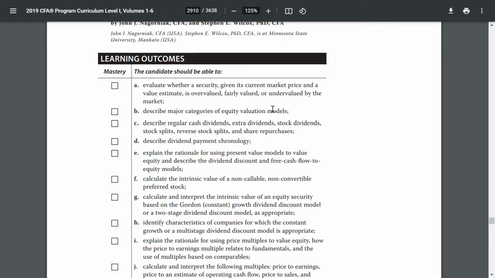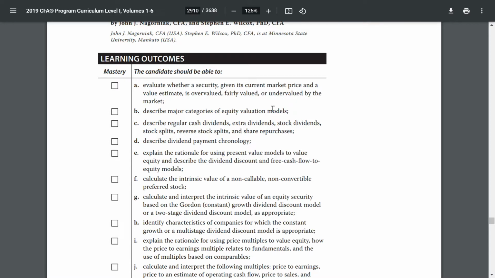Extra dividends, stock splits, reverse stock splits, and share repurchases. Describe dividend payment chronology. Explain the rationale for using present value models to value equity, and describe the dividend discount and free cash flow to equity models. Calculate the intrinsic value of non-callable, non-convertible preferred stock.